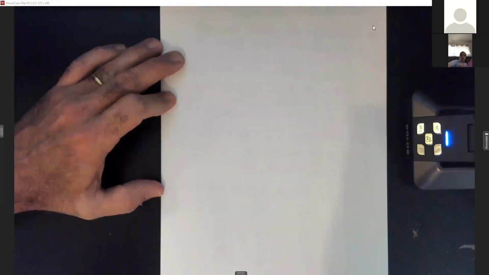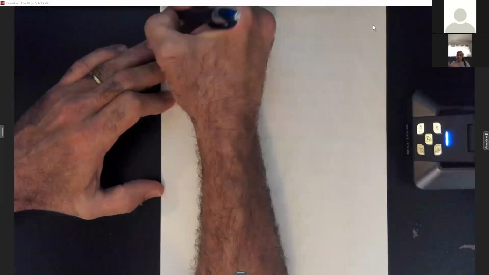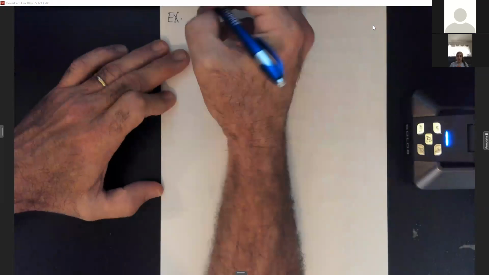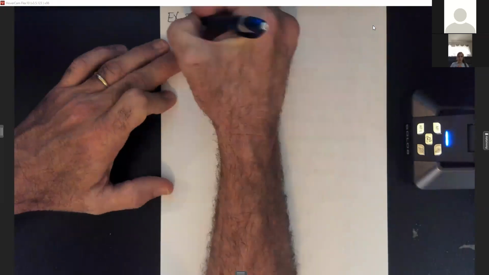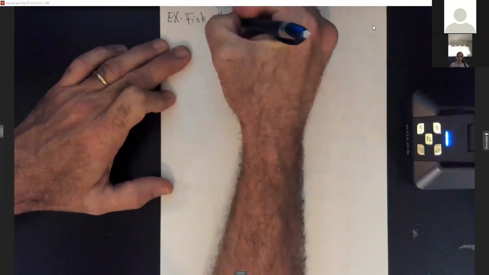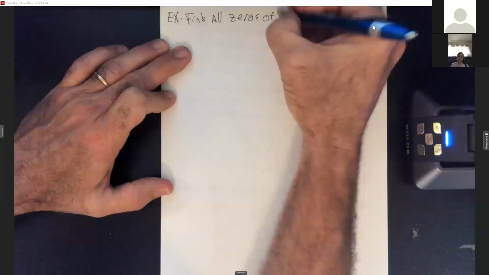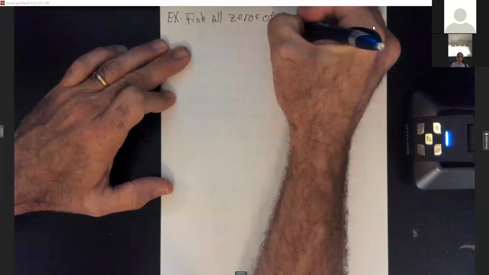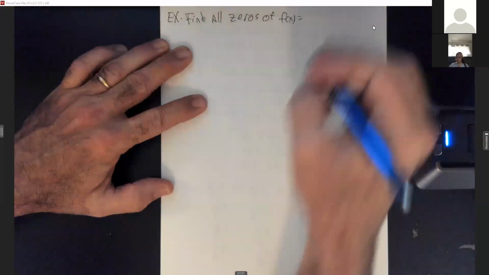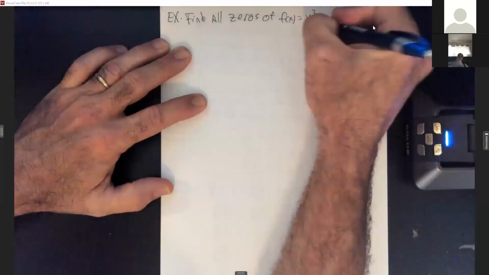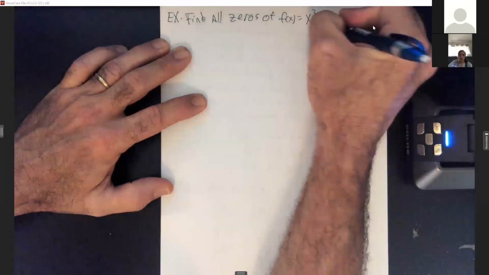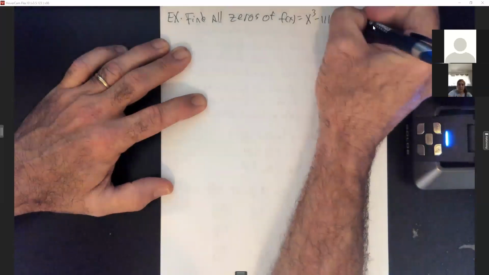All right, so doing that was getting us ready for the next problem. We're going to find all zeros of the polynomial f of x equals x to the third minus 111x plus 110.